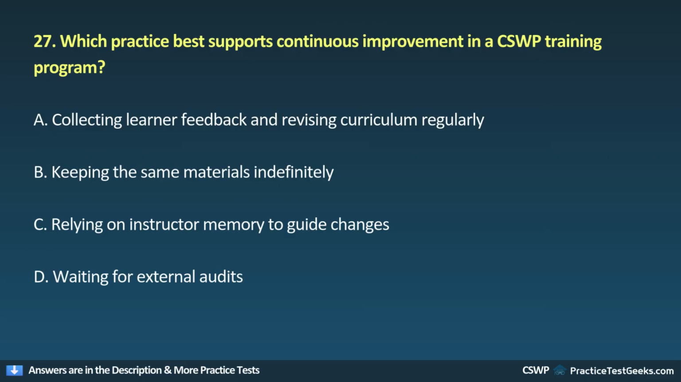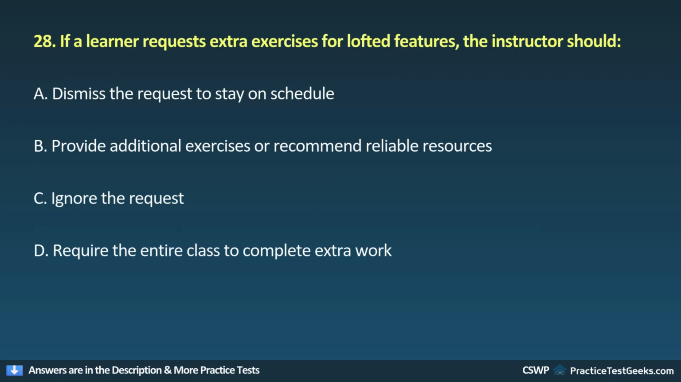27. Which practice best supports continuous improvement in a CSWP training program? A. Collecting learner feedback and revising curriculum regularly. B. Keeping the same materials indefinitely. C. Relying on instructor memory to guide changes. D. Waiting for external audits.